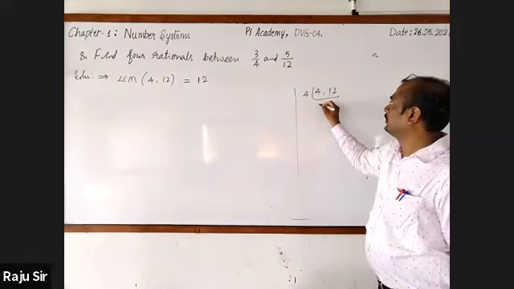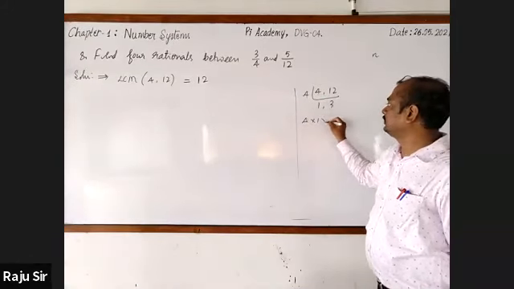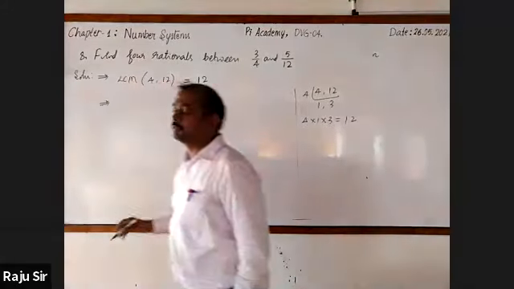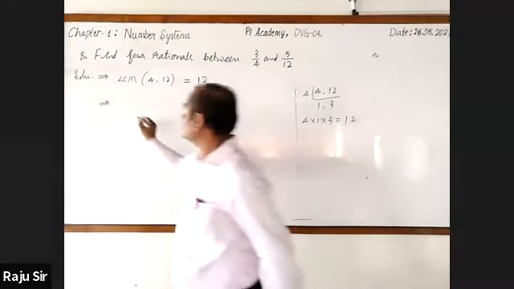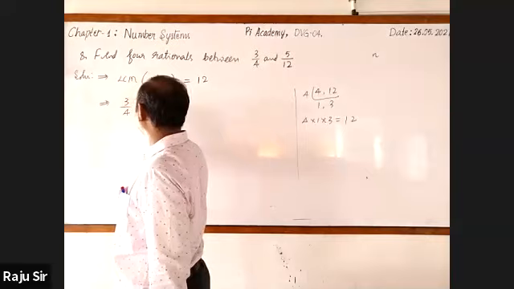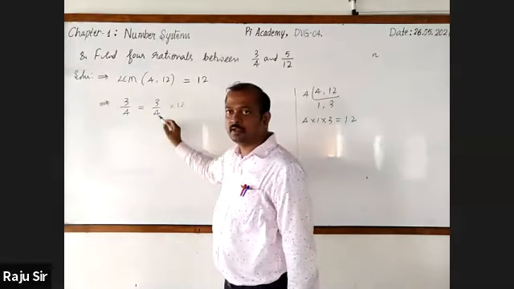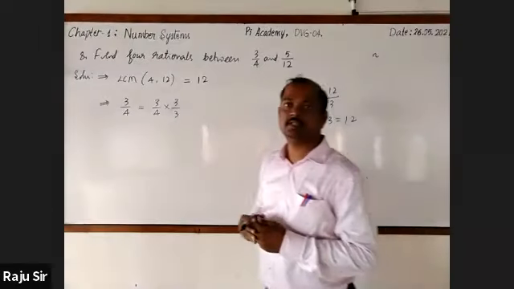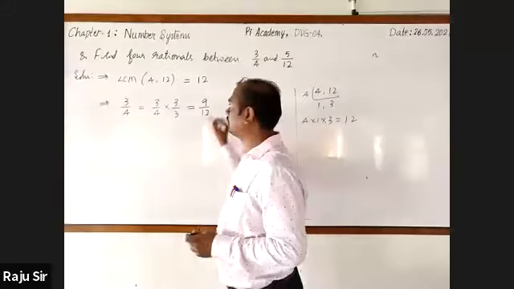LCM is 4 into 1 into 3, which is equal to 12. Next, write the first rational, 3 by 4. I told you, no need to use the working column. Directly, 4 into how much gives 12? 3. So multiply by 3 by 3, it will be easier. It is 9 by 12. Very good.